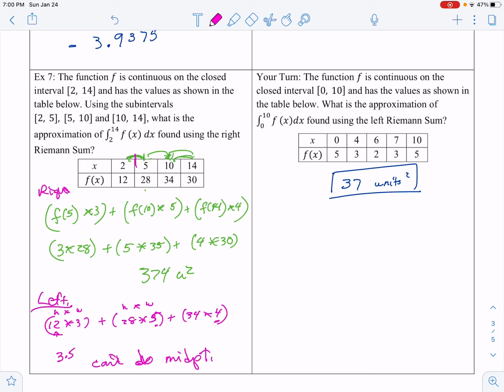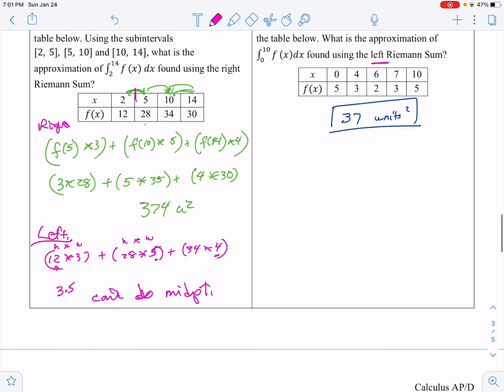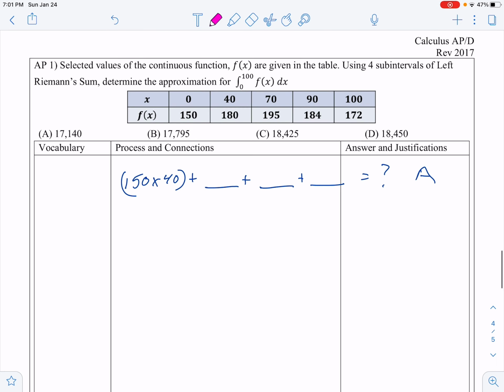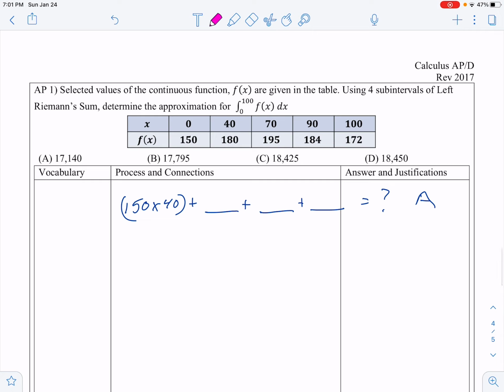All right? This one, do the same thing. They want you to do a left sum. Your answer should be 37. This one I started. They want you to do a left-hand sum. Okay, so here's the height. The height is 150. The width is 40. You need 3 more partitions, and you should end up with the answer of A. And that's all there is to Riemann sums. Good luck. Have fun.